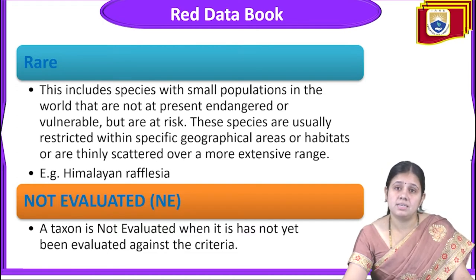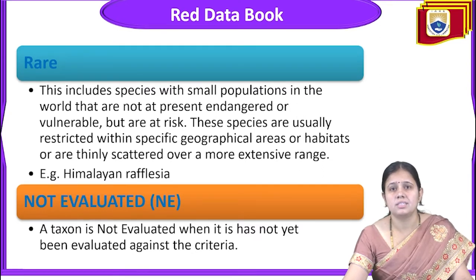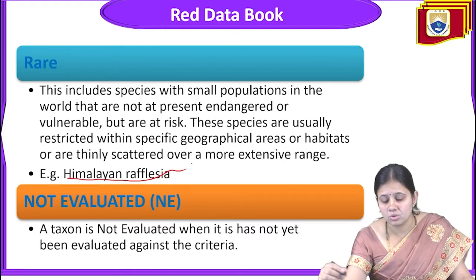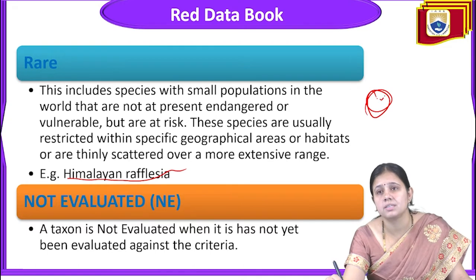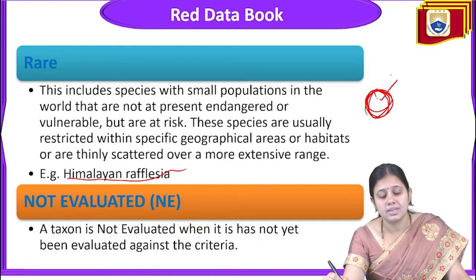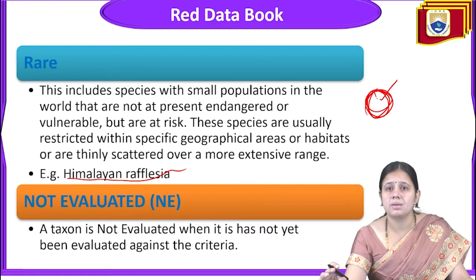These species have a small population in the world, because it blooms only twice in about 17 years, the Himalayan rafflesia. So you can see that it has a very small population and it is present in the Himalayan region only, the Eastern Himalayan hotspot area only. But it has a very high risk. This species is present only in the Eastern Himalayan region, it has a very small geographical area, and it is a very rare species of that particular area.